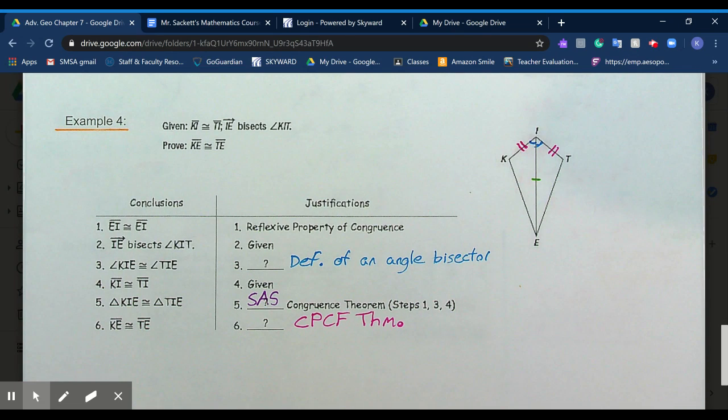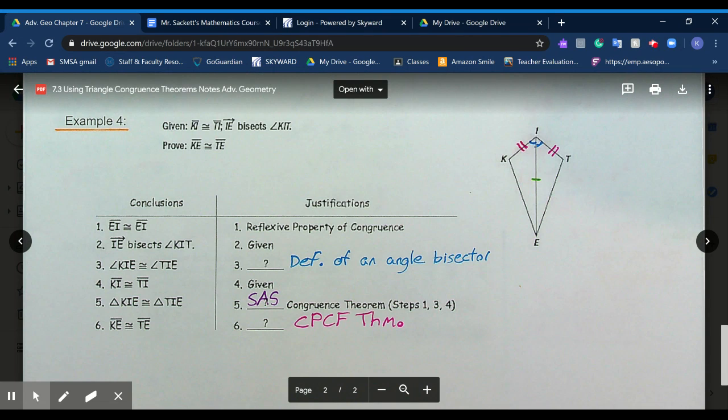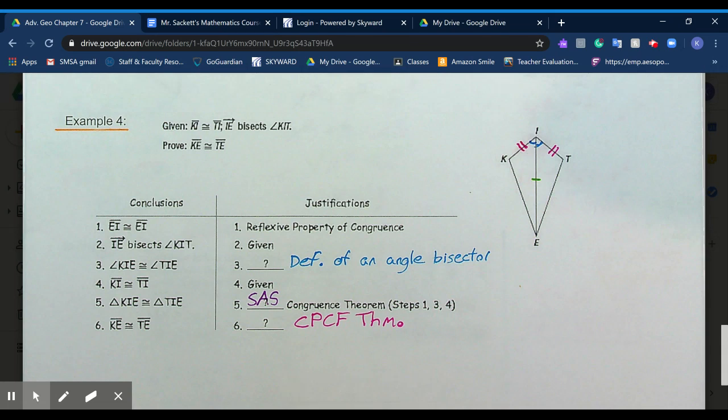And our last example for this section, they began with giving us the information that segment KI was congruent to segment TI, and that ray IE bisects angle KIT. They would like us to prove segment KE is congruent to segment TE. So again, in this case, they gave us conclusions, many of the justifications, just a few blanks to fill in.